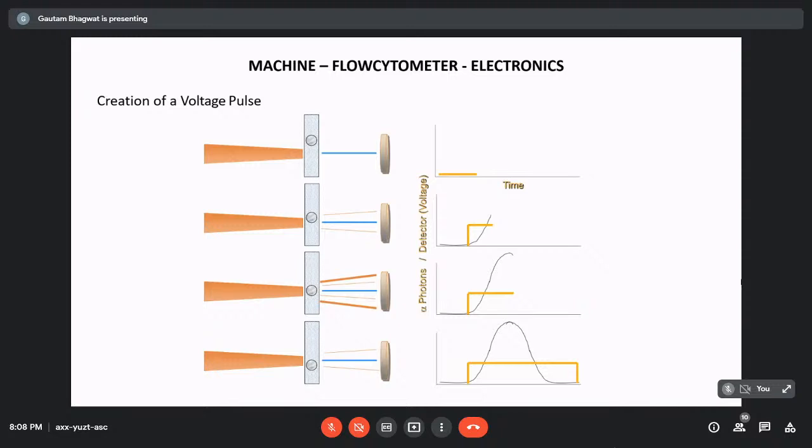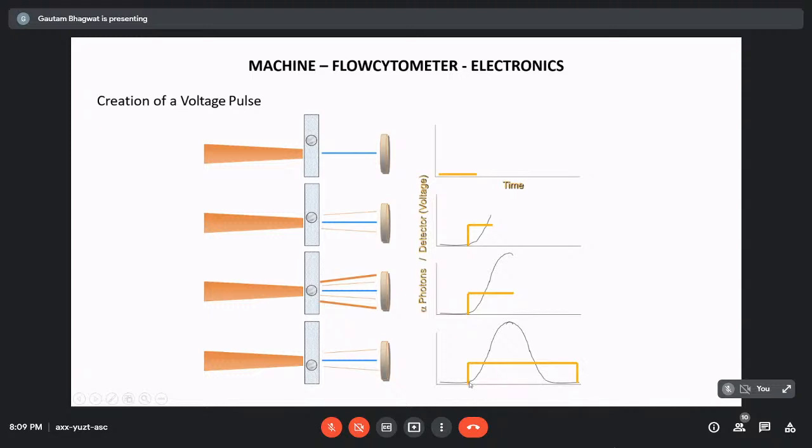I've already told how the voltage plot is generated. When the cell is out of this interrogation point, nothing is going through, so we have a flat line. As soon as it enters over here, it will start giving out some photons or some scatter, and when it is in the middle, it gives the maximum intensity, and then it passes through again. So what does this imply?